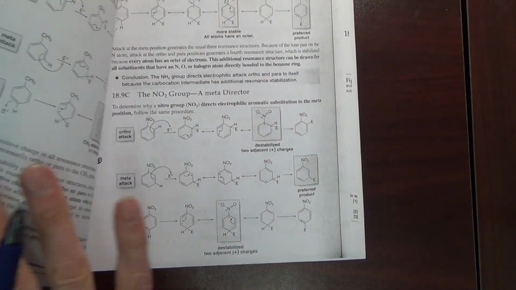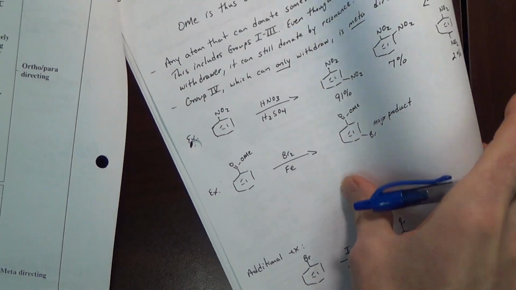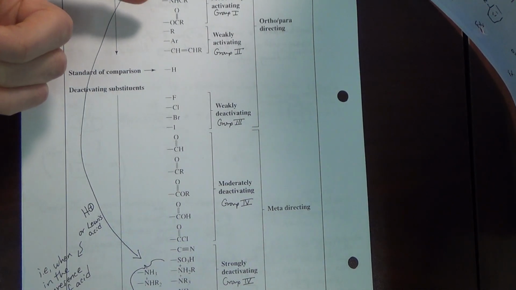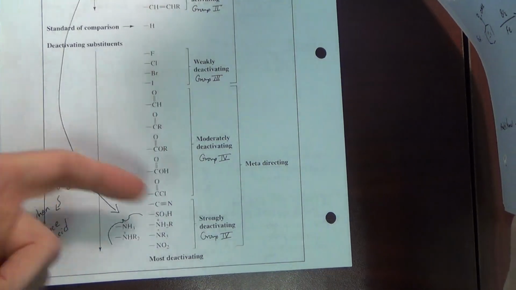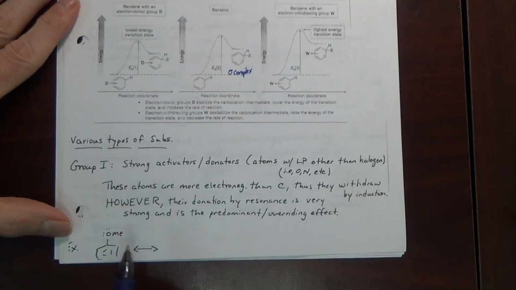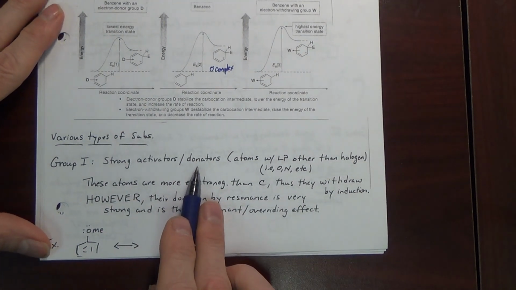Over here, they actually just show a little bit different. There's 4 groups there. We'll get to that. My group 1 I call strong activators / donators.